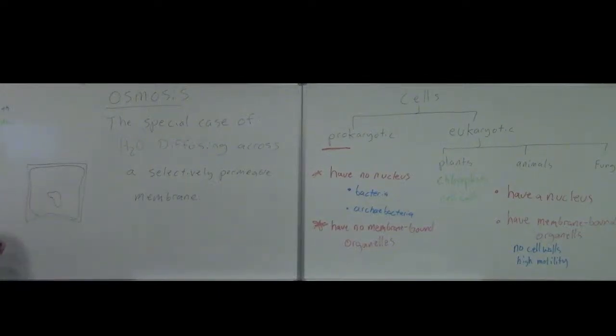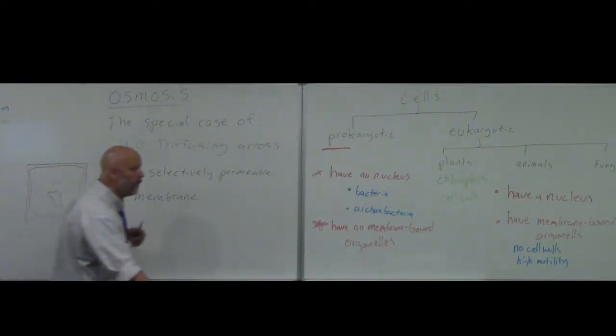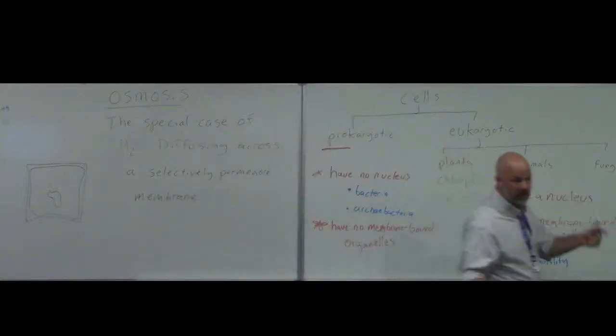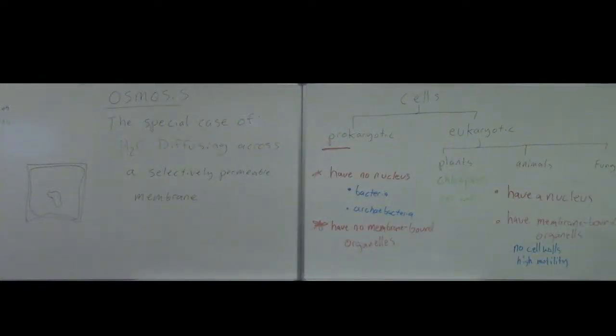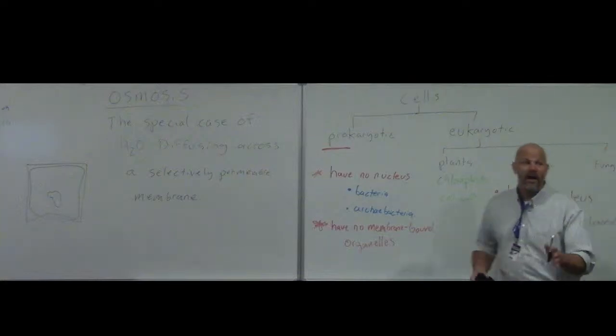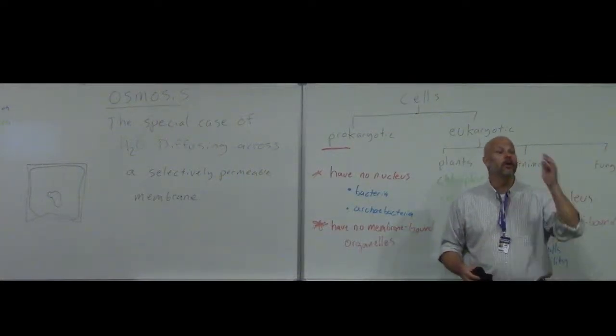The opposite is also true. If I had this cell here, and I had a bunch of solutes out here, and the water flowed out and the cell shriveled, that's called osmosis. A special case of water diffusing across a selectively permeable membrane. This is happening all the time in your cells. Stuff's flowing in, stuff's flowing out. And if you don't have the way of controlling it, you will die.